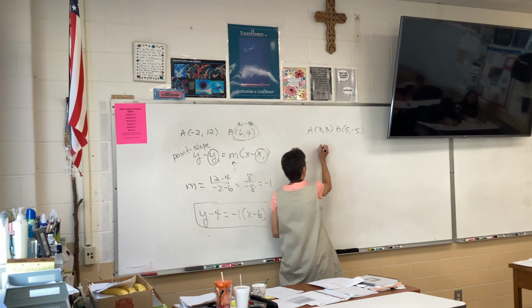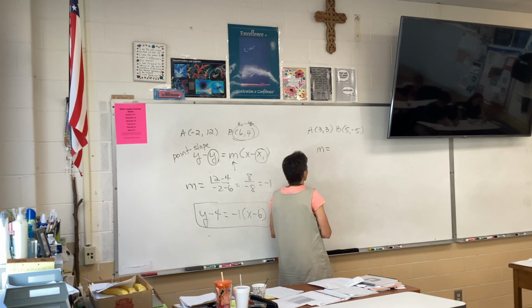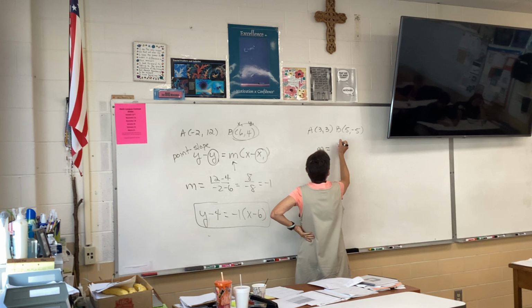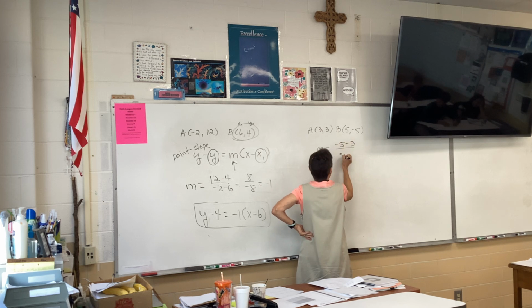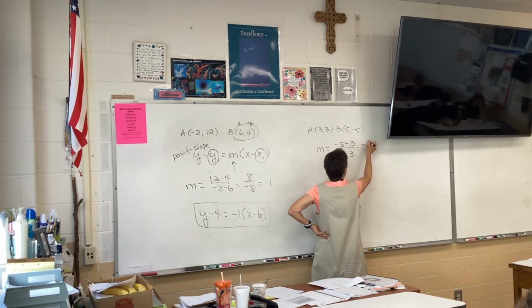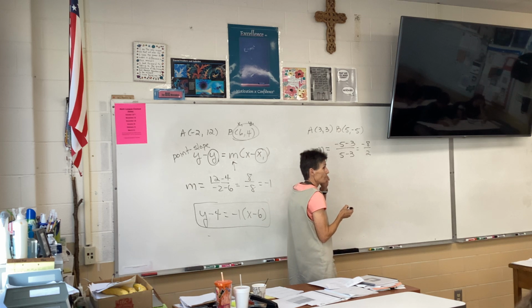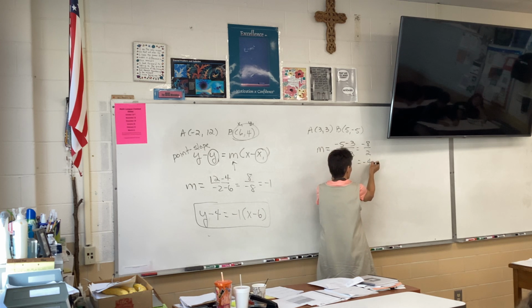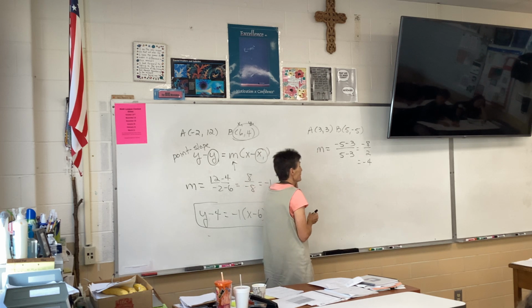Cole, did you find your slope? Yeah, 1. The slope turned out to be 1? Let's try that. Did you do 3 minus negative 5 or negative 5 minus 3? So negative 5 minus 3 over 5 minus 3. So that's going to be negative 8 over 2. Actually, I added, I read the thing wrong. Okay. I got -4 for my slope. Anybody else get -4 for your slope? Okay.